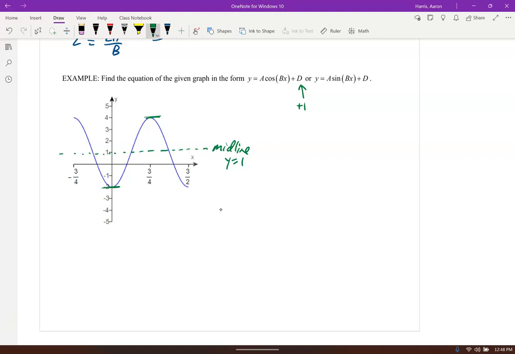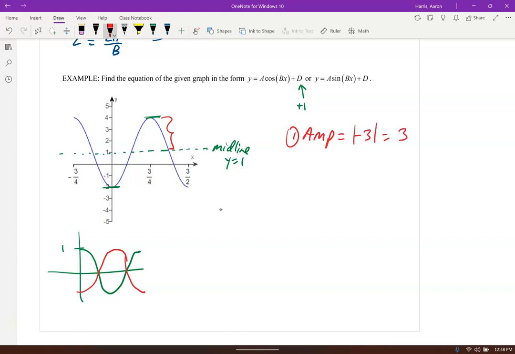Then I'm thinking, well, it's kind of like the cosine. Cosine looks like this, except I have to flip it over. So it's more like this. My amplitude is 3, but is it positive or negative 3? It's got to be negative because I have to flip that point over on the cosine. So my A is negative 3. My amplitude, of course, is 3.